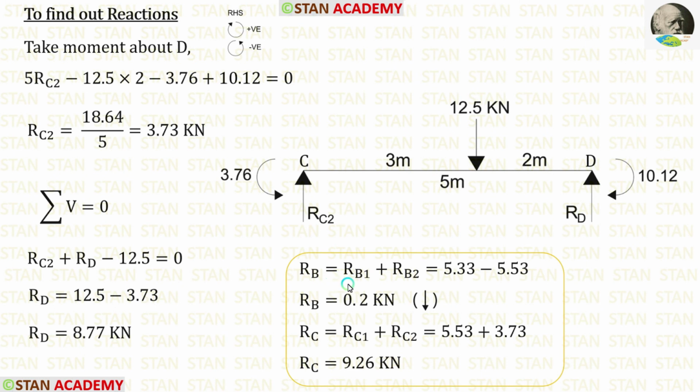In the point B, we have calculated the reaction 2 times. Let us add both of them. After adding, we are getting 0.2 kilonewton. For RB, we got a negative value. That means it is acting downwards. For RC also, we have calculated the reaction 2 times. Let us add the values. After adding, for RC, we are getting 9.26 kilonewton.